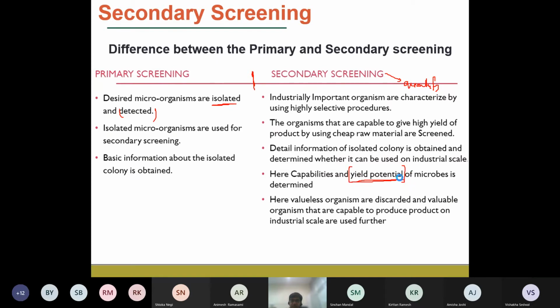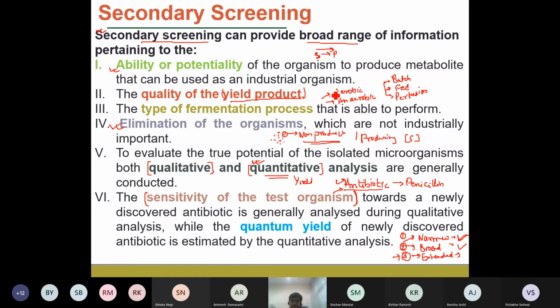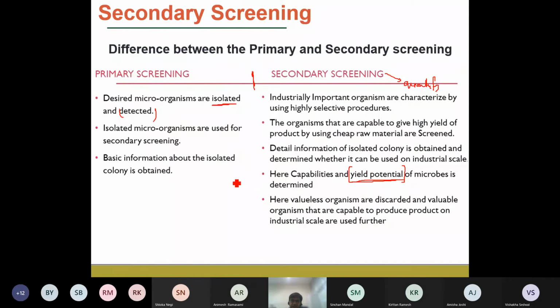Yield potential, as I talked about, means S to P, that is how much substrate is converted to the product. Suppose in a fermentation you are giving a carbon source; the carbon source, for example, is the substrate. When the microbes take up this substrate, they will increase the biomass concentration, that means the cell count or cell density, and next they are going to increase the product concentration. So these are the 2 things that can happen.